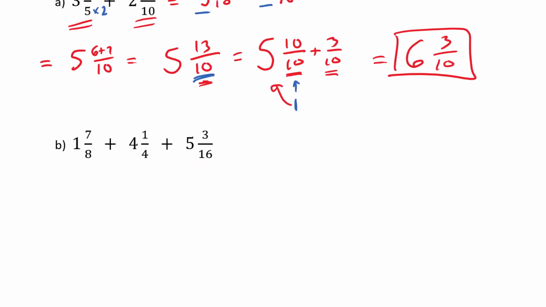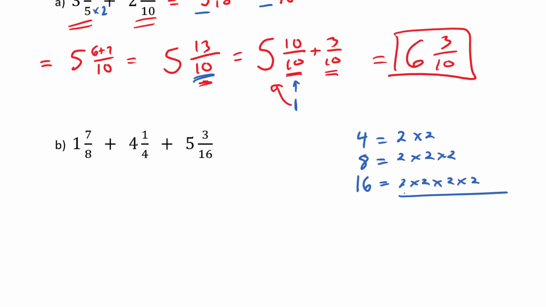Here we have different mixed numbers. We're adding them together. Step number 1, let's find the lowest common denominator between 4, 8, and 16. 2 times 2, 2 times 2 times 2, 2 times 2 times 2 times 2. Bring these all down. If they're common, we line them up in a column. We only bring one down. And of course, you can see that here we have 16 as our lowest common denominator.